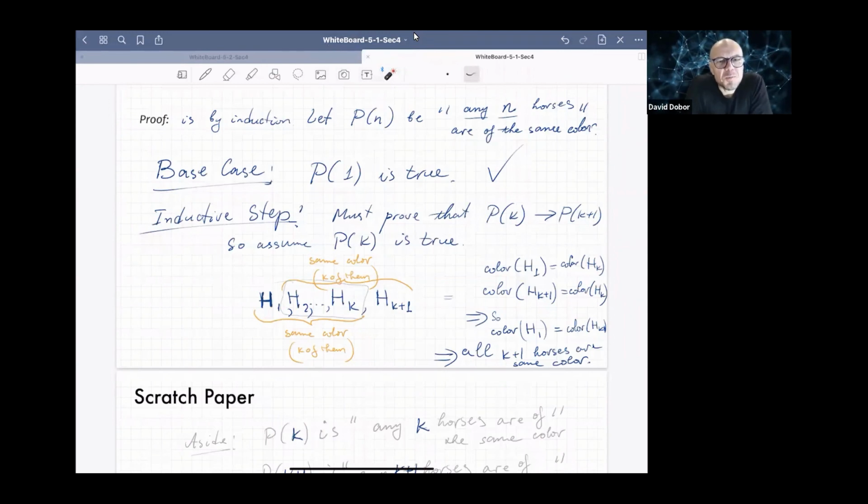And you'll say, oh, wait a second, it's clearly absurd. I've seen pink horses and purple horses out there. There's no way. How come you're telling me they're of the same color? Where am I lying? Am I lying?